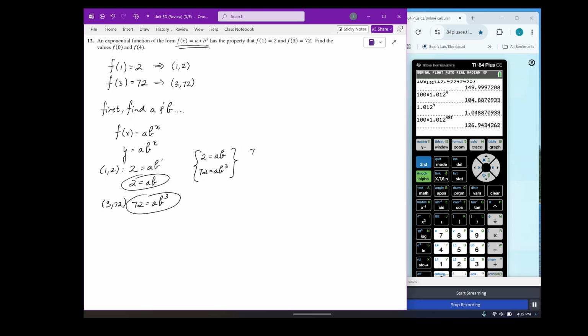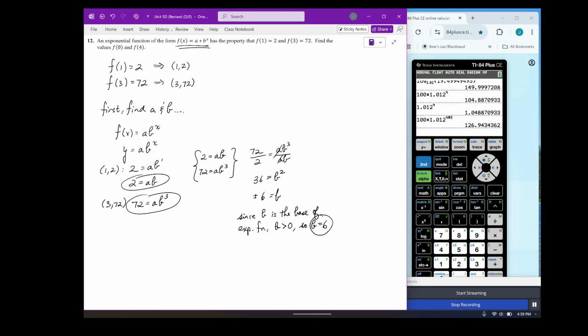So I'm going to put the bigger one on top. 72 over 2 is the same as ab cubed over ab. And then the a's will cancel, and b cubed over b is going to be b squared. 72 over 2 is 36. So 36 equals b squared, which means b is going to be plus or minus root 36, which is 6. But since b is the base of an exponential function, b must be greater than 0. So b equals just 6.